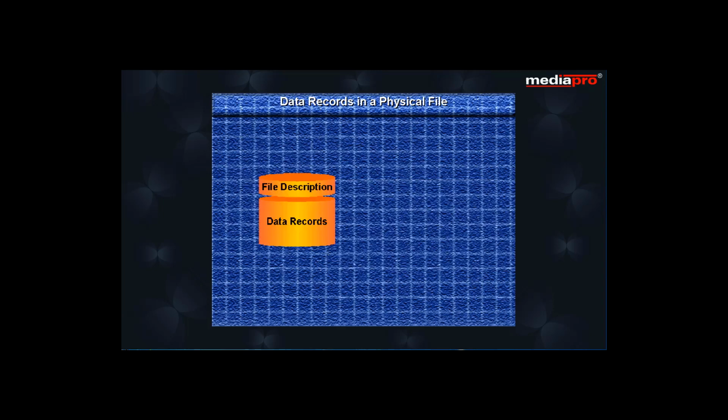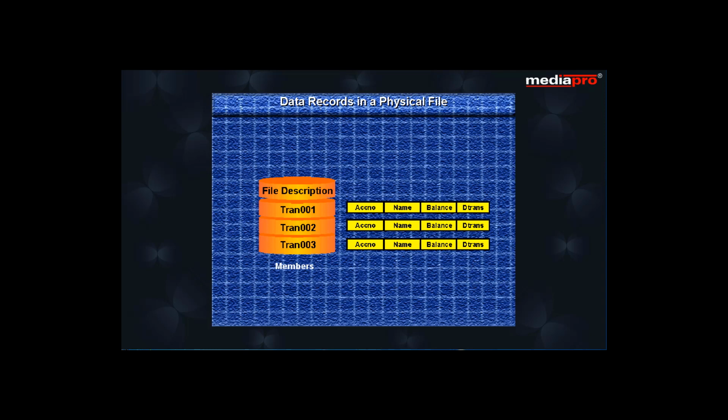The second part of the physical file contains the actual data records. This part of the physical file can be divided into several portions called members. Each member can contain a portion of the file's data records. For example, a bank might want to keep each day's transaction as a separate member in the transaction file.